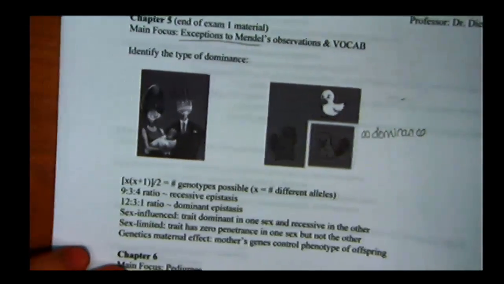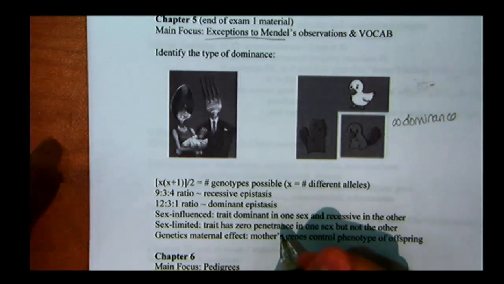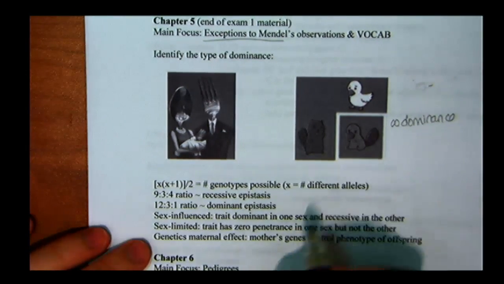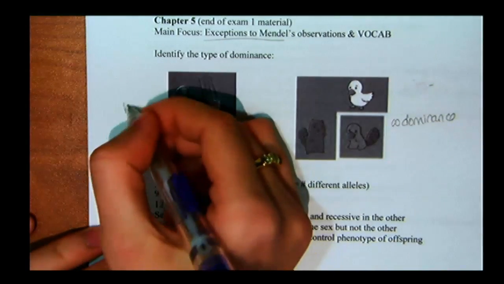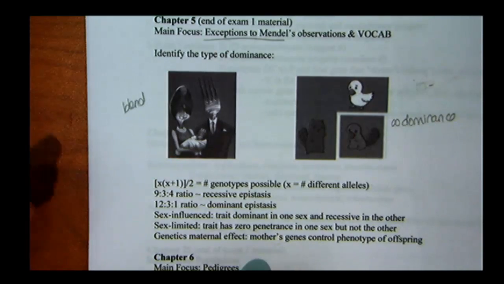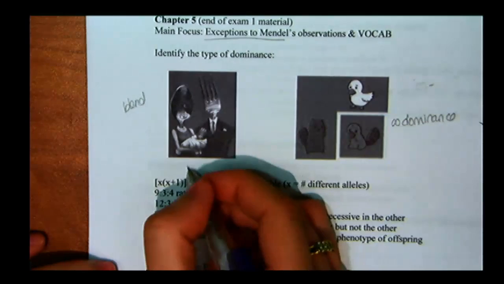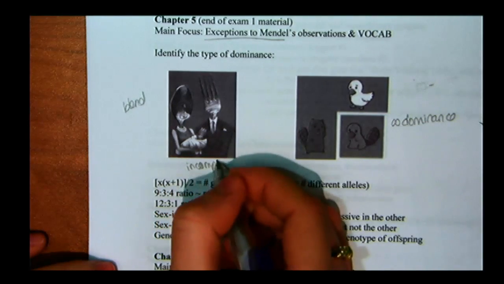Incomplete dominance is where neither one is represented fairly, I guess you could say. It's a complete blending. So if a fork and a spoon have a baby, you're going to get a spork because you blend. You're neither a spoon, you're neither a fork, you're blended into a spork. So this would be incomplete dominance. I hope that there's a question on this and you think of sporks during the final.